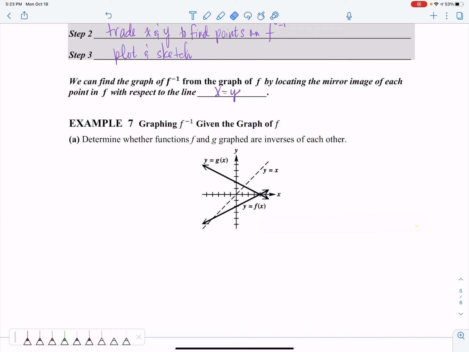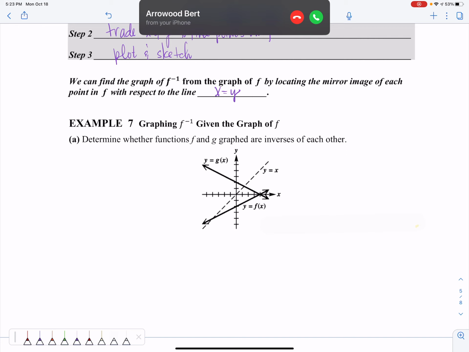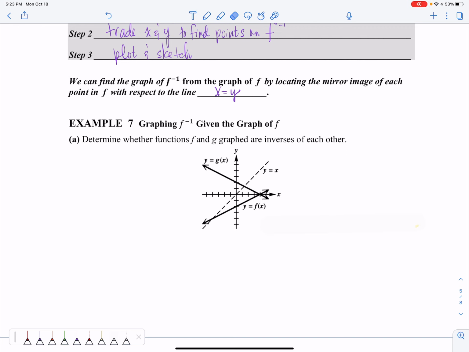Example 7 here says determine whether our functions f and g are inverses of each other. Now, I got to tell you, yeah, they are symmetric about the x-axis, but they are not symmetric about the y equals x line. So, in other words, this here is my mirror, but my mirror needs to be the dashed line here. Okay, so essentially we would say, no, these are not inverses of each other because of the fact that they're symmetric about the wrong line.